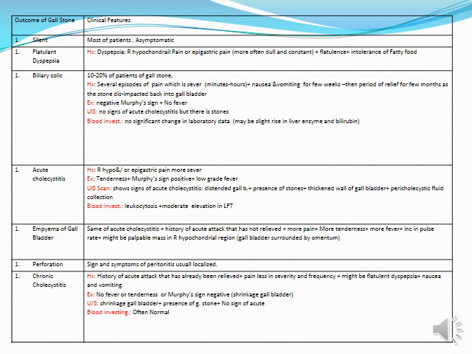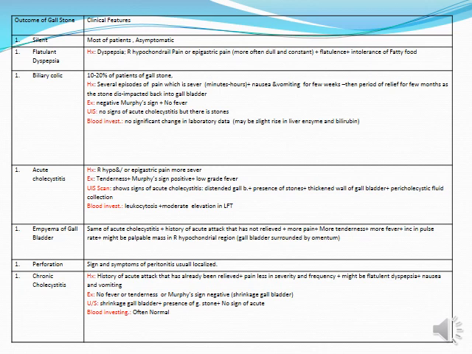The outcomes of gallstone, for example, let us start with silent. What are the clinical features? Most patients are asymptomatic. This is number one. Number two, if the patient presents with flatulent dyspepsia, the clinical features are dyspepsia, right hypochondrial pain or epigastric pain, more often dull and constant, plus flatulence plus intolerance of fatty food. Number three, presentation, outcome, effects, complication: all these are the same names for what gallstone causes.